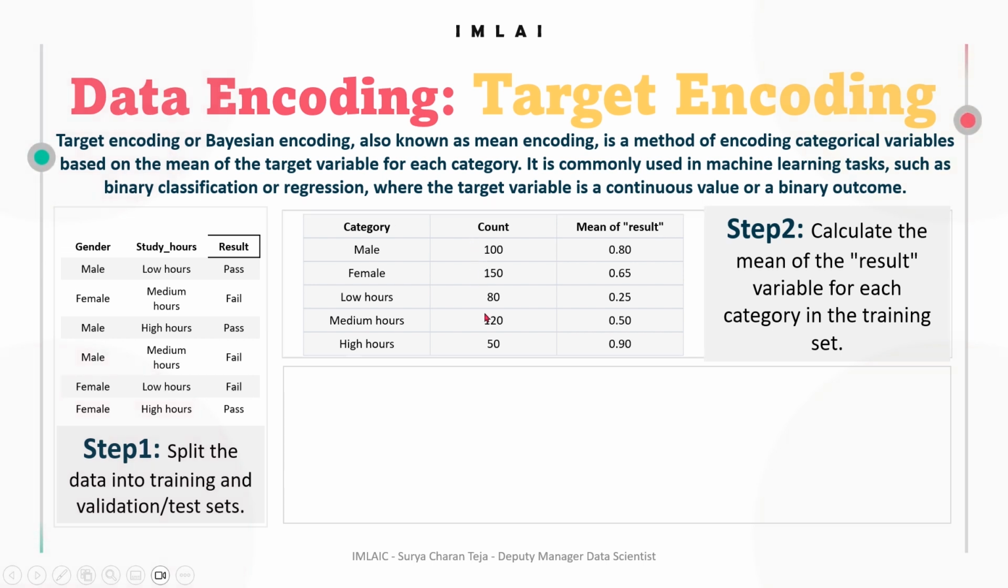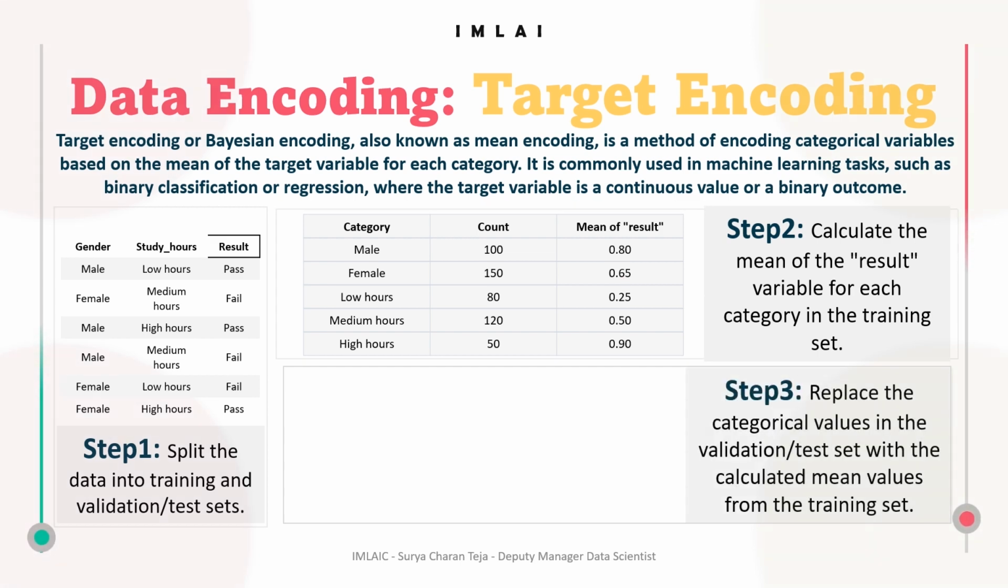And we will calculate the mean of each category. The mean of male is 0.80, the mean of female is 0.65, low hours is 0.25, and this is how you calculate the mean of the result variable for each category in the training set. Once that is done, let's move on to step three.